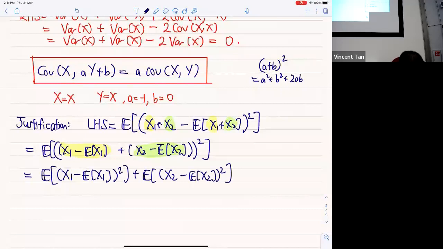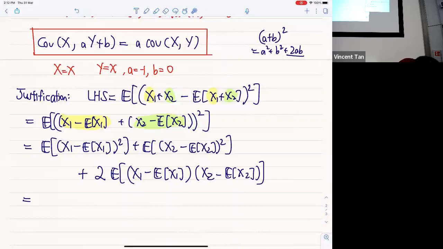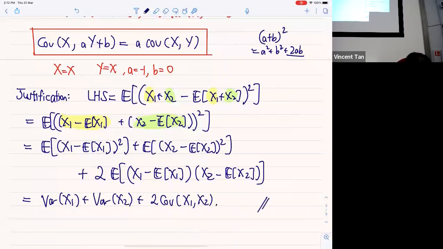Now these are called the solo terms if you wish, but then we have the cross term. This is the cross term. We have 2 expected value of x1 minus expected value of x1 bracket x2 minus expected value of x2. This is called the cross term, okay? So what we have here, this is exactly the definition of the variance of x1. And this is exactly the definition of the variance of x2. And this is unsurprisingly the definition of the covariance of x1 and x2 as desired. So hopefully it's not very difficult.